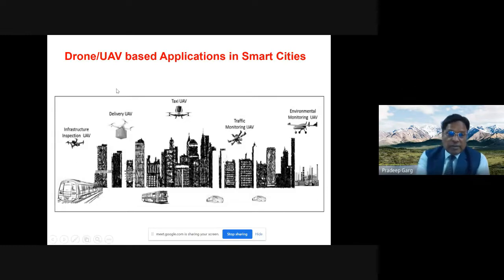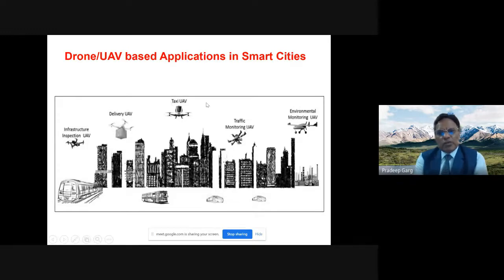Then delivery purposes. So the delivery of medicine, delivery of goods, delivery of books, and the other day I was seeing a program where even the morning tea is being delivered by the drone. Bed tea is delivered by drones to the balcony of the residence. Then taxi UAVs. This is coming.